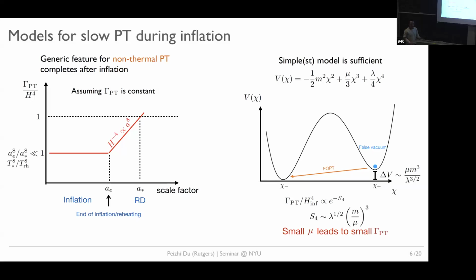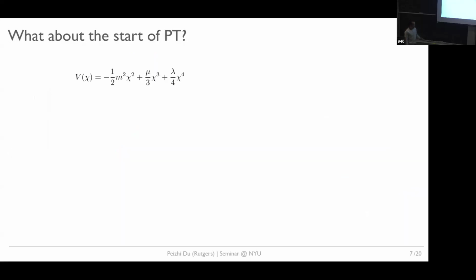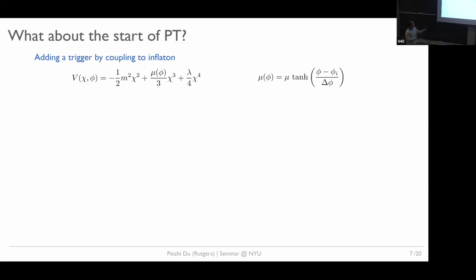Okay, so that's good. But now there's another feature I didn't introduce. As I mentioned before, there's a time when the phase transition starts, but in this model, there's no such time. It seems like it will be there as long as time starts. So how do we model the start of the phase transition?